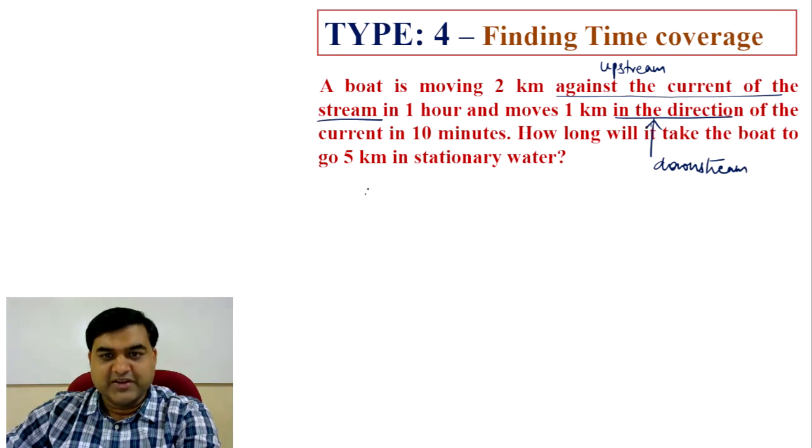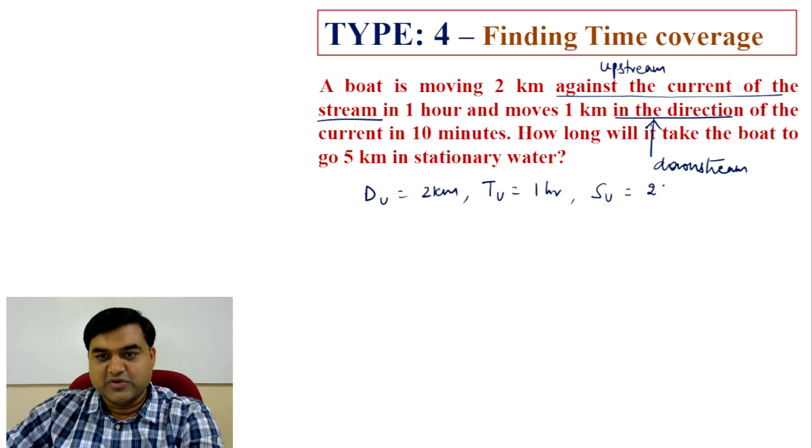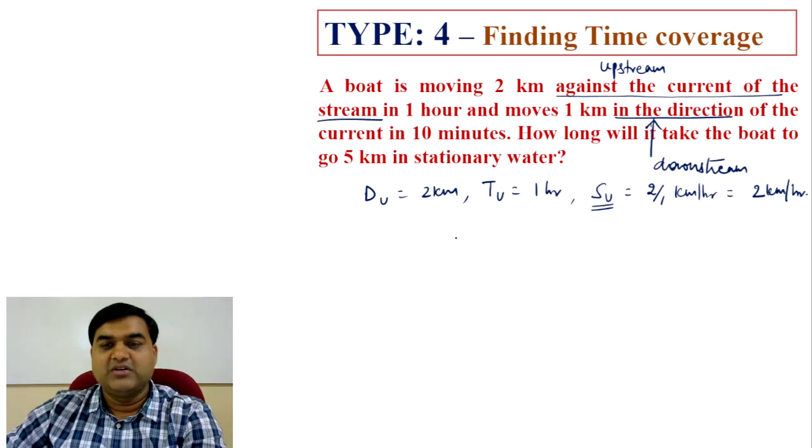They have given distance traveled upstream is equal to 2 kilometer. They have also given time spent upstream is equal to 1 hour. So what is the speed upstream? Distance by time, 2 by 1 kilometer per hour, that is 2 kilometer per hour. So we have got upstream speed.